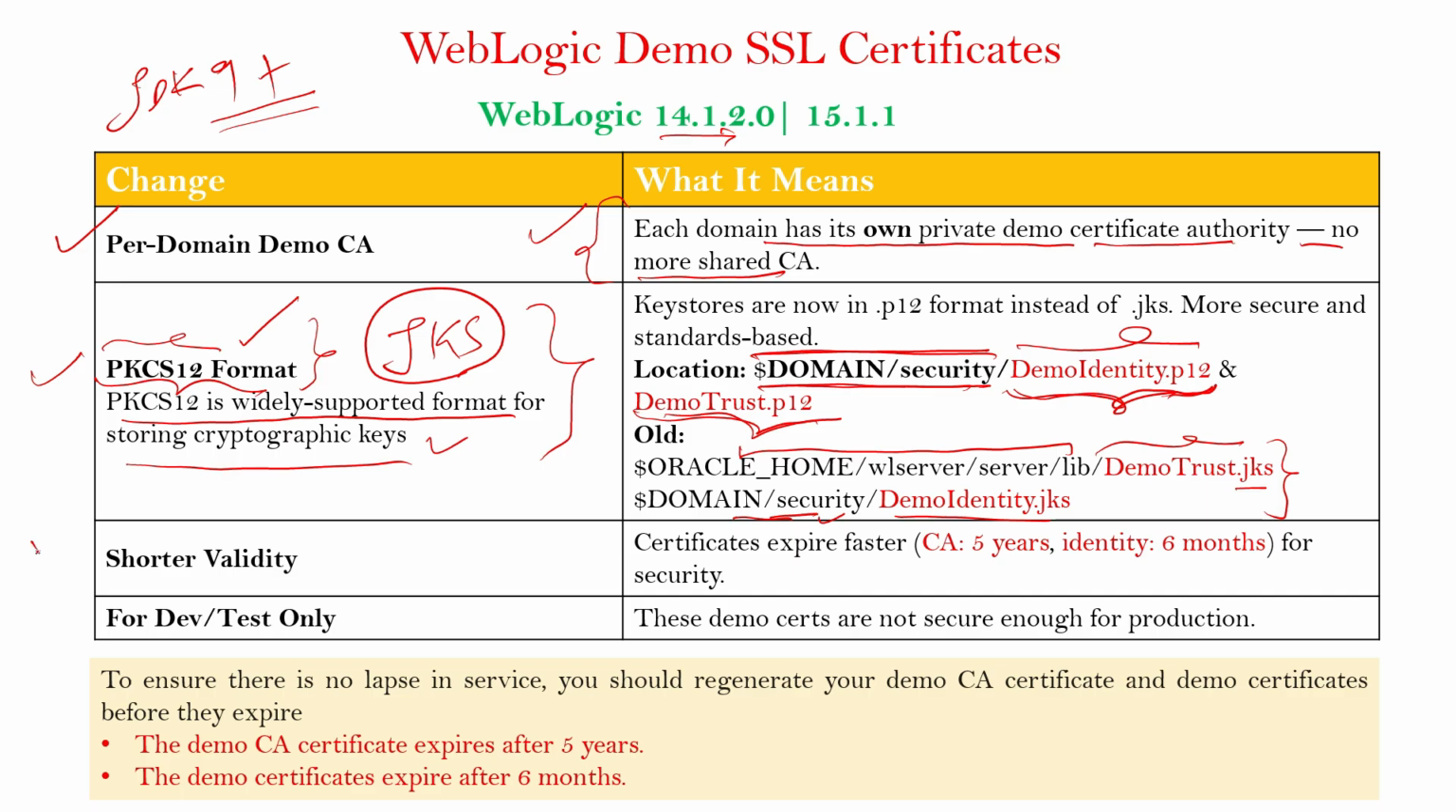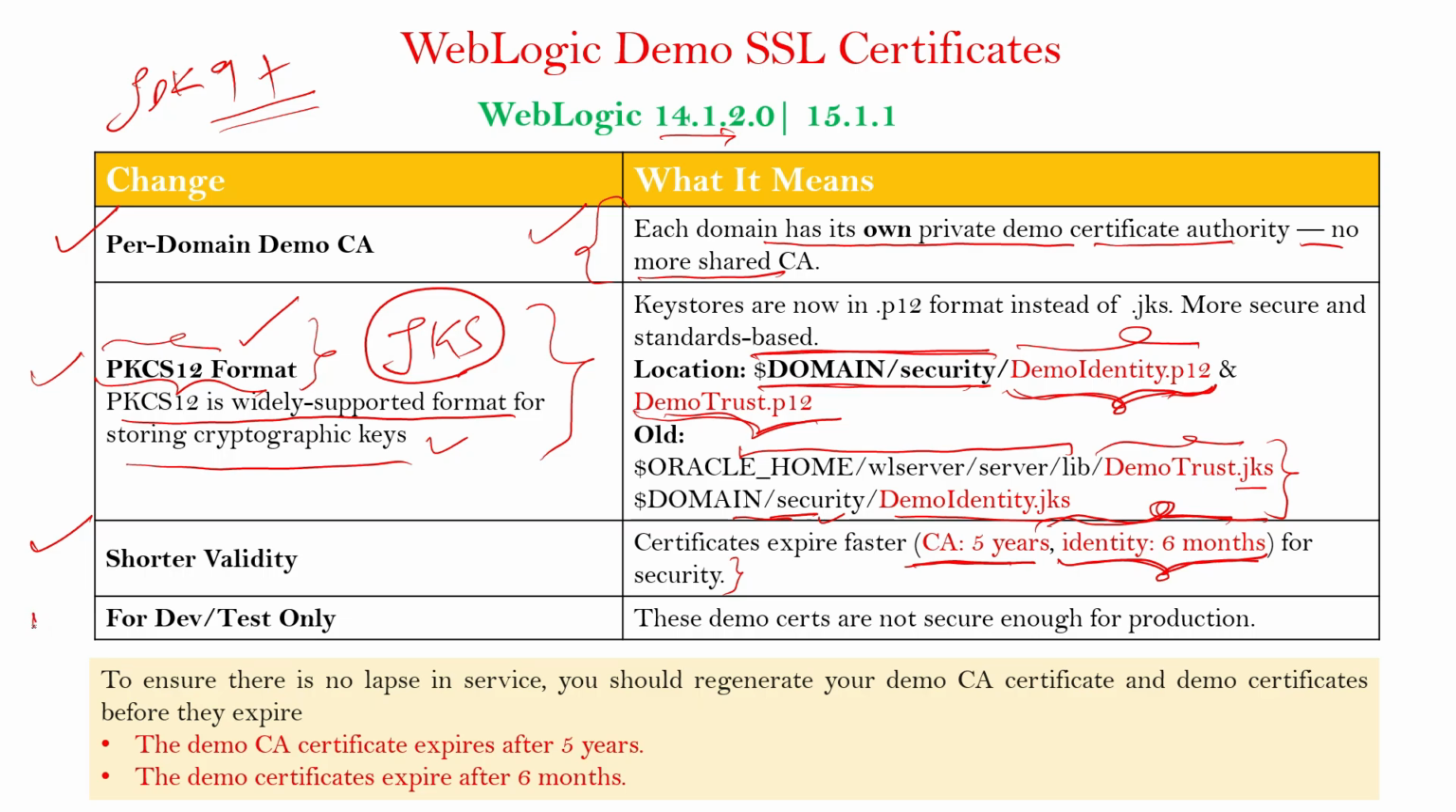The third important change is the shorter validity. The CA certificate has a 5-year validity, but the identity certificate of the domain will have only 6 months of validity now, for security reasons. That means you need to renew your identity certificate every 6 months if you are using the demo certificates in any of your environments.